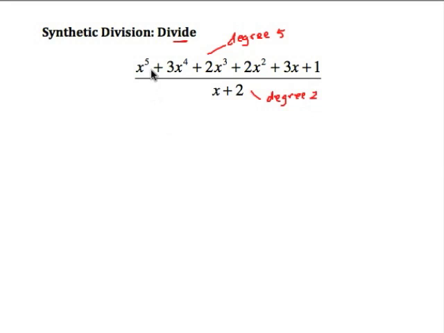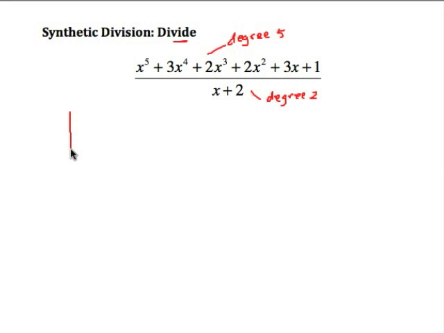Now notice in this case we have x to the 5, 3x to the 4, 2x cubed, 2x squared, 3x and a 1. Notice that all of the powers of x, or exponents of x, are represented here. If, for example, I didn't have an x cubed, then what I'd do is put a 0x cubed in there. This is one of the most common errors, to just ignore that.